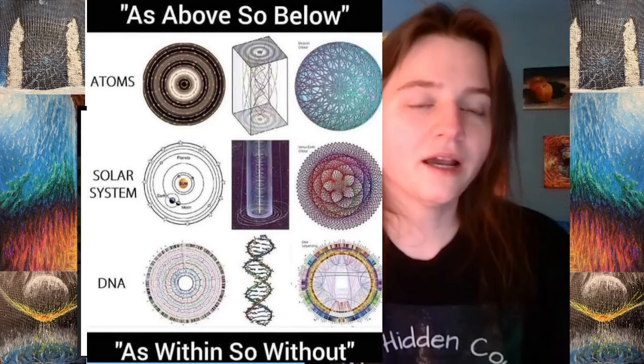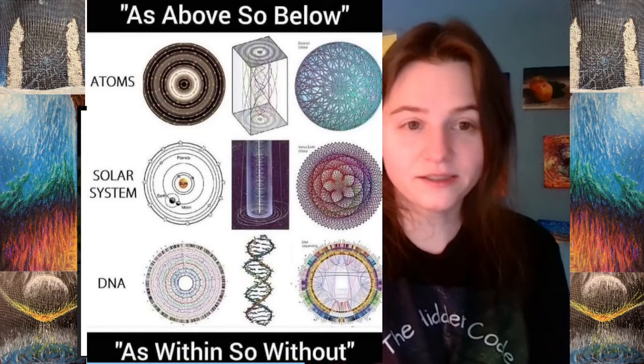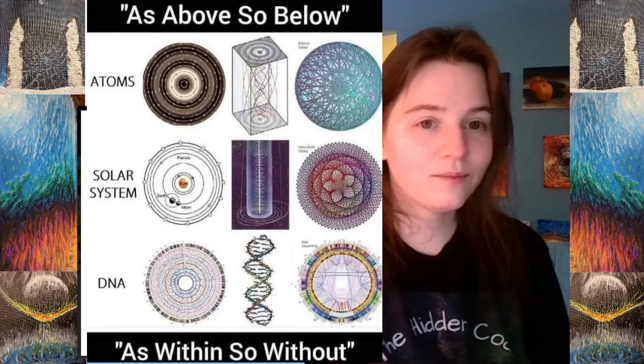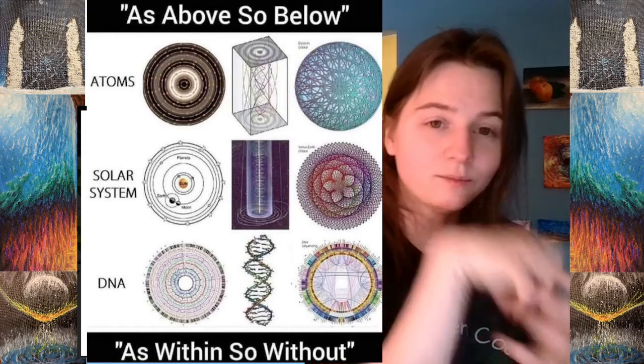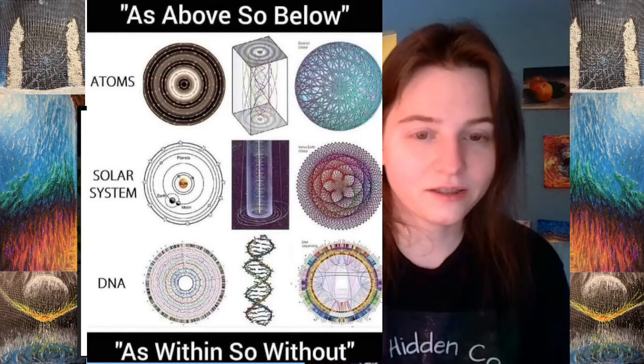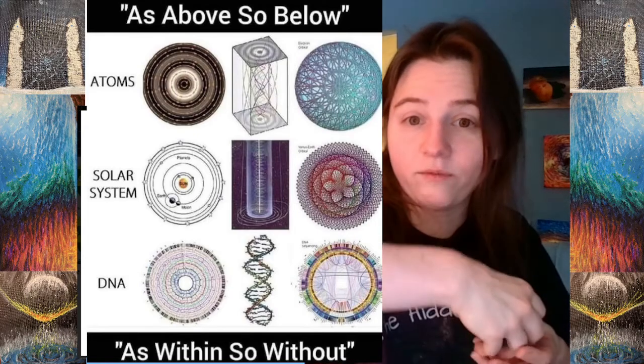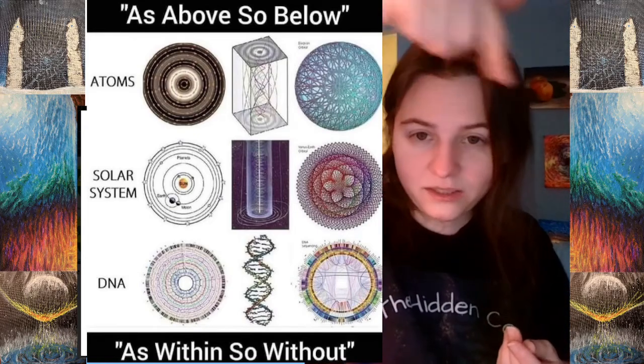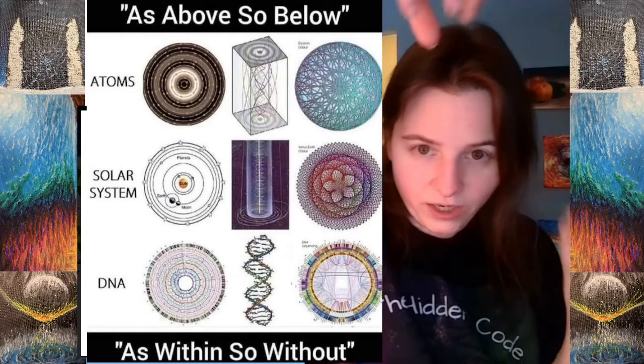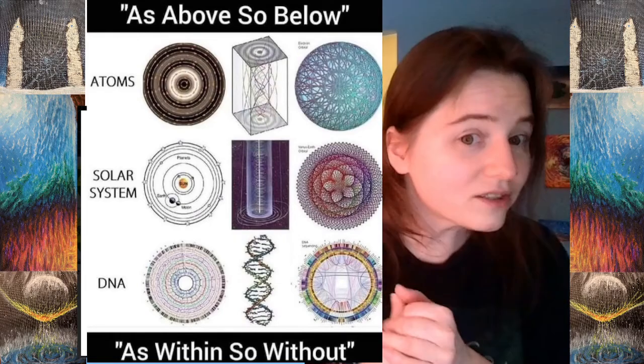And you can see, as above, so below. So we have atoms that have the same toroidal effect movements. We have our solar system. Our solar system is our sun, and as our sun travels through the galaxy, it makes this spiral with all the planets coming around behind it, and it's moving, and it looks a lot like DNA.